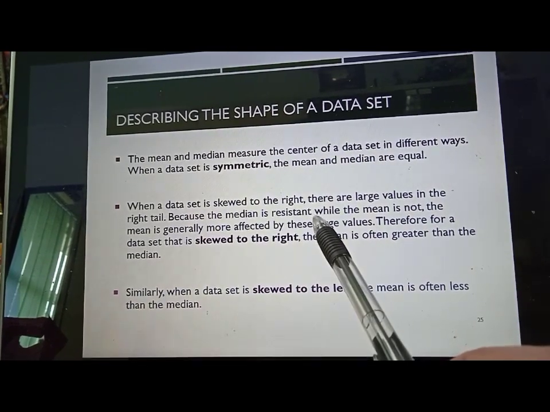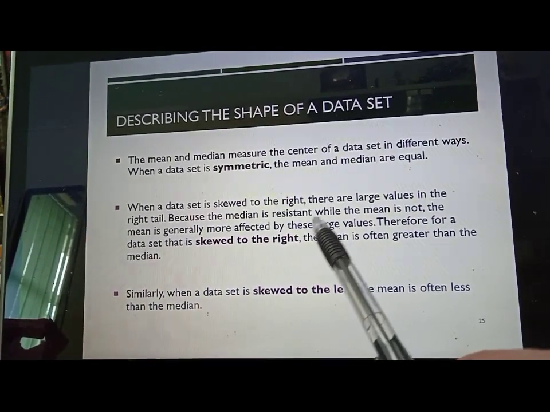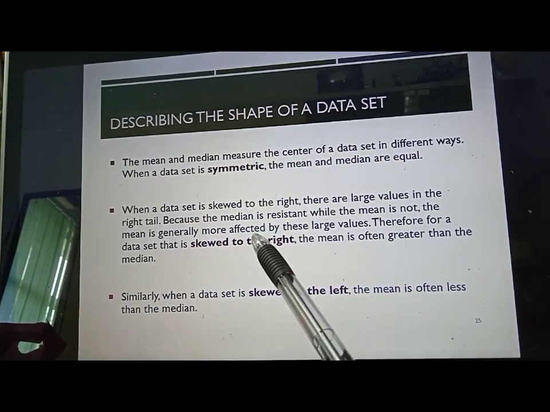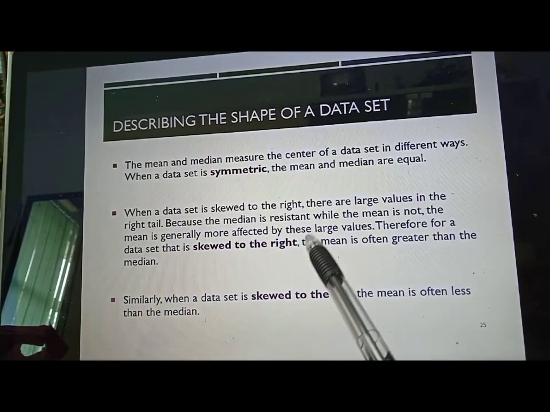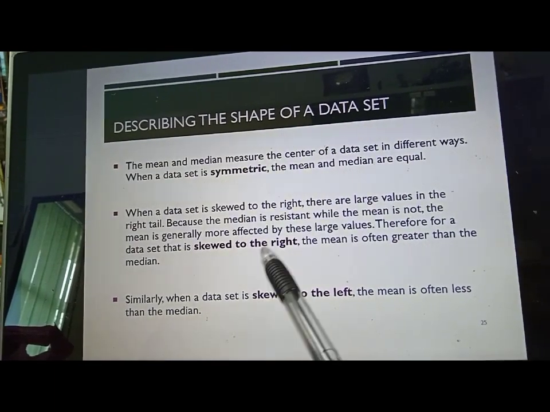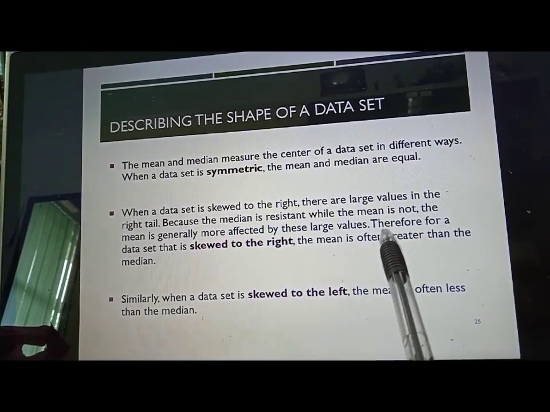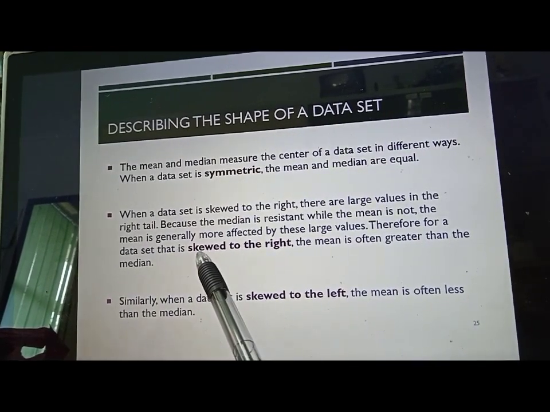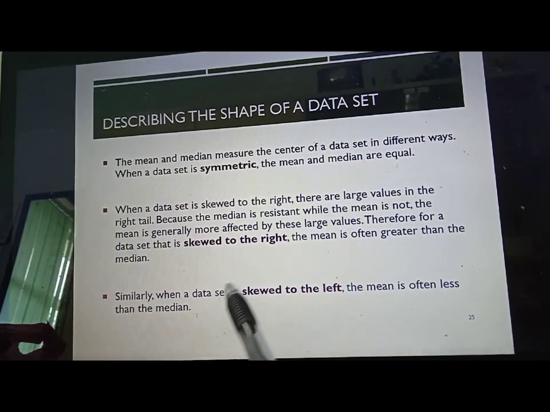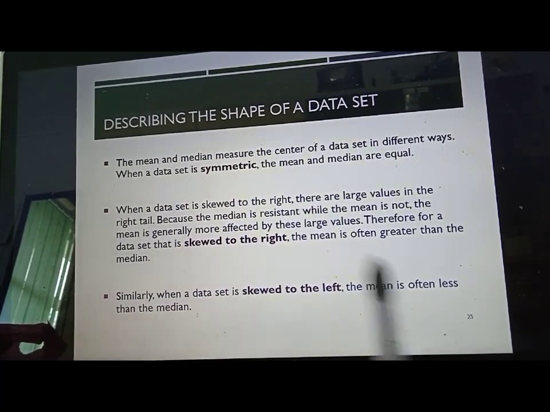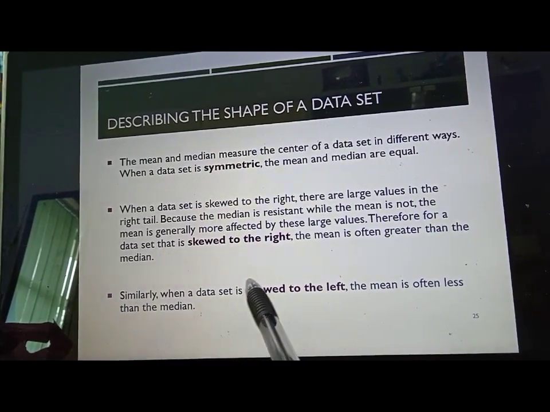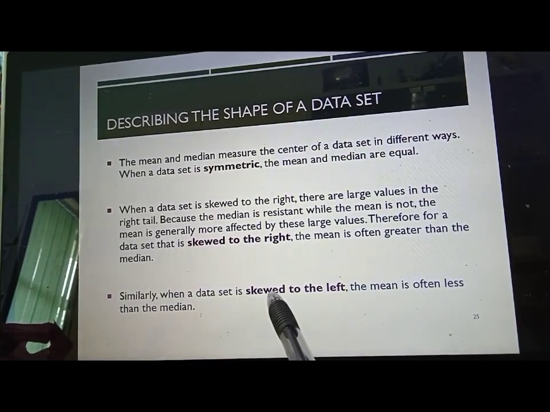Okay, but when data is skewed to the right, large values in the right tail. Kalau skewed to the right, makna data lebih besar ke arah kanan. So because the median is resistant while the mean is not, the mean is generally more affected by these large values. Therefore, for data set that is skewed to the right, the mean is often greater than the median. Okay, for distribution which is skewed to the right, mean greater than median. Similarly, when data skewed to the left, mean is often less than the median. So it depends on the shape of the data, either it is skewed to the right or skewed to the left.